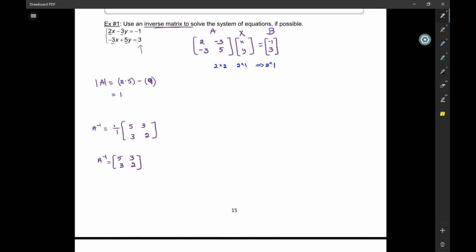So now we have to do this. XY is equal to the inverse times B. Okay, so this is X equals A inverse times B.